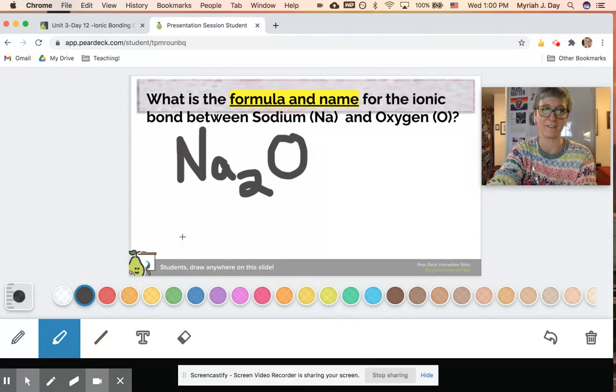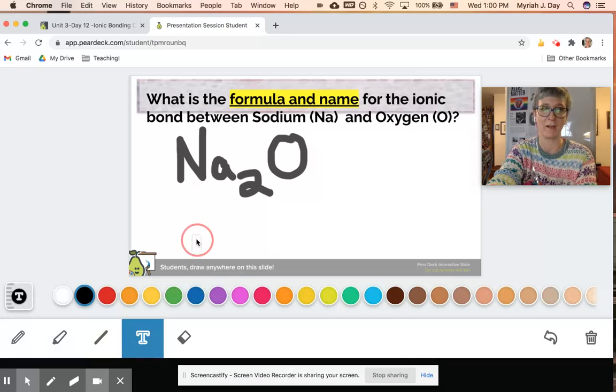But this is not oxygen. This has now become sodium oxide. Oh, oxide. Great. So that is for sodium and oxygen.